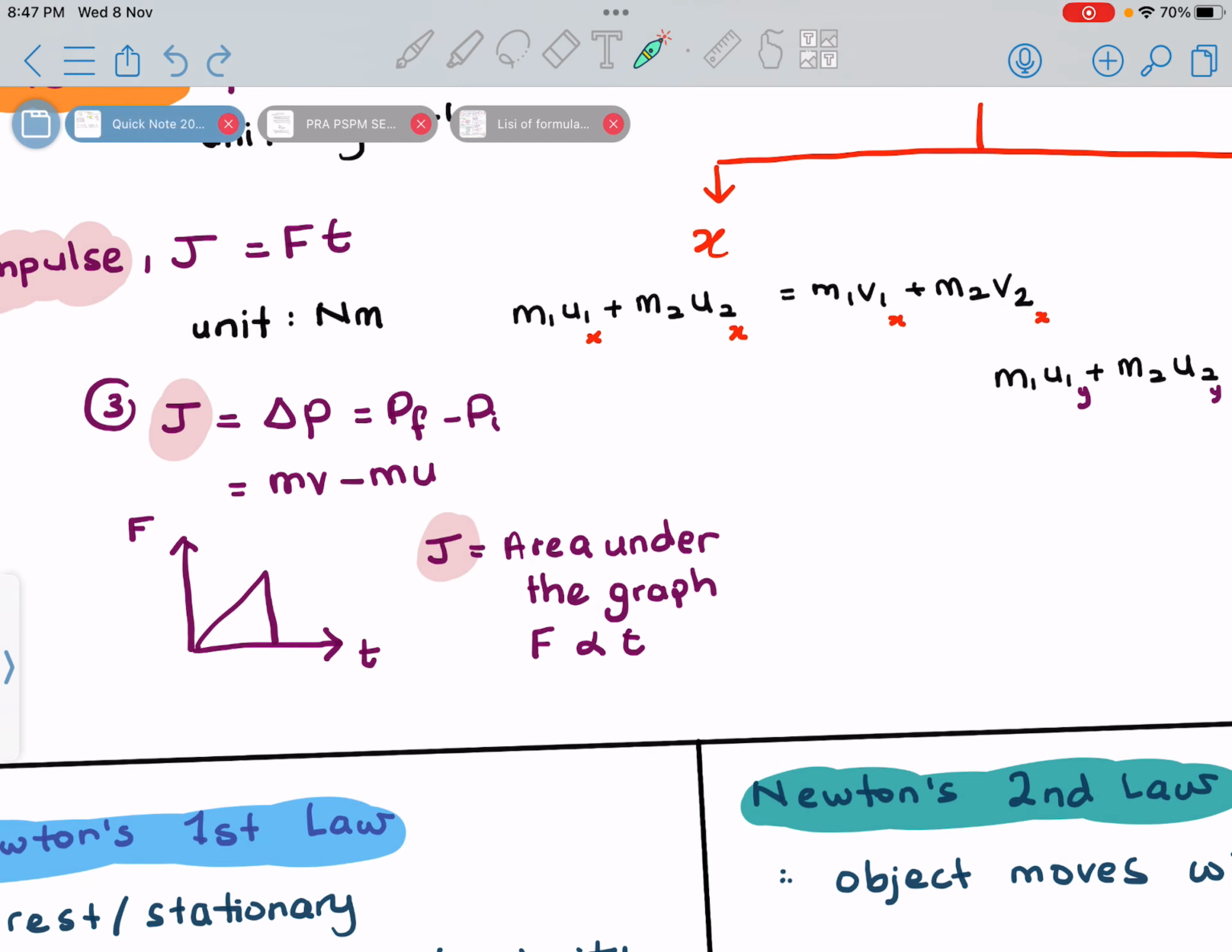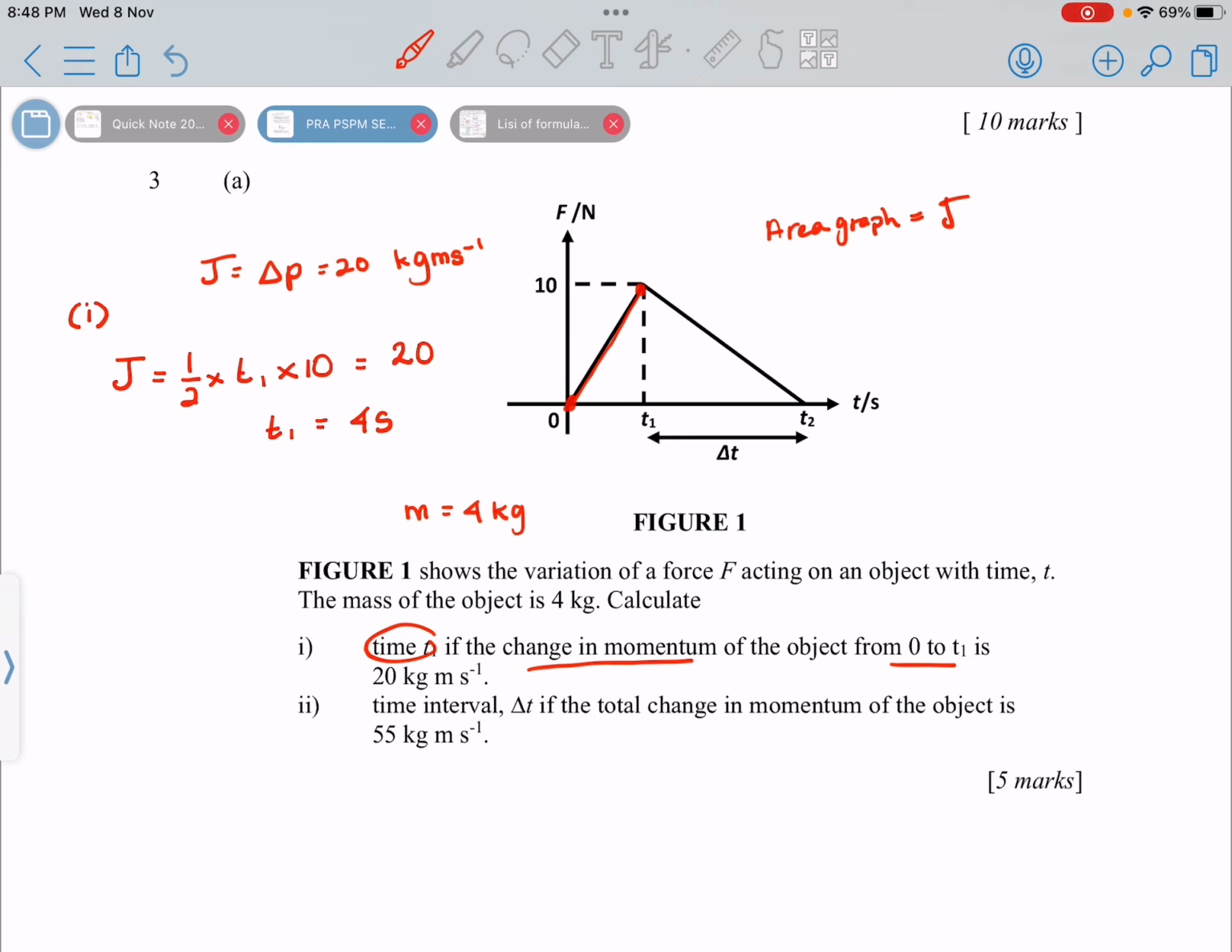Okay. So yang nombor 2 dia nak time interval delta T. So delta T ni maksudnya adalah T2 tolak T1 lah kan. So T1 kita dah dapat tadi 4. So maksudnya kita cari T2 lah. Okay, if the total change in momentum of the object is 55 kg m s^-1. Okay, so maksudnya total change of momentum is 55 kg m s^-1.